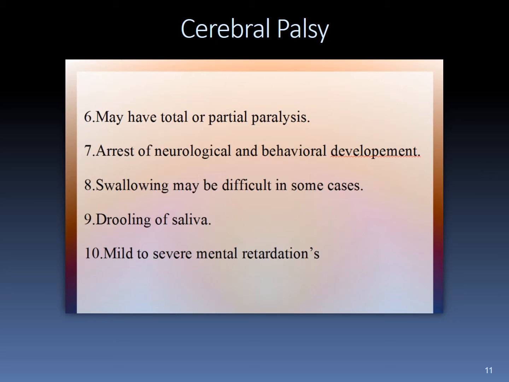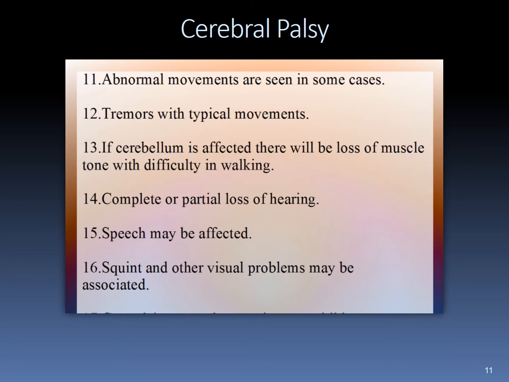Children may have total or partial paralysis. They may have arrest of neurological and behavioral development. Swallowing may be difficult in some cases. There will be a drooling of saliva and mild to severe mental retardation. Abnormal movements are seen in some cases, tremors with typical movements.